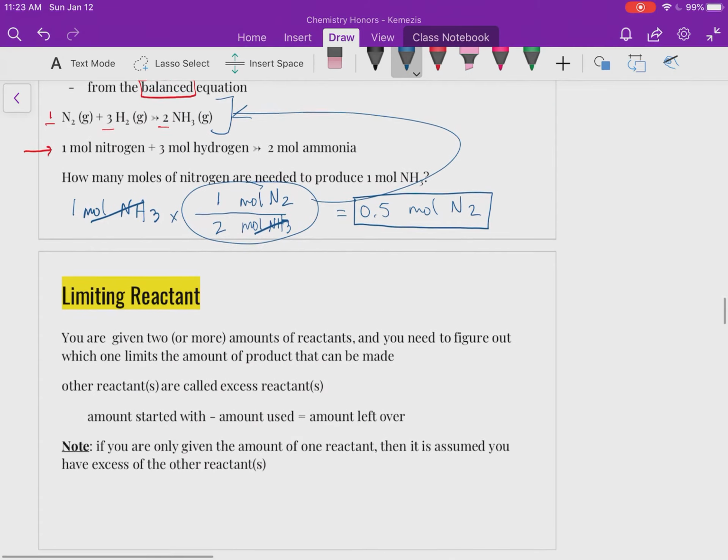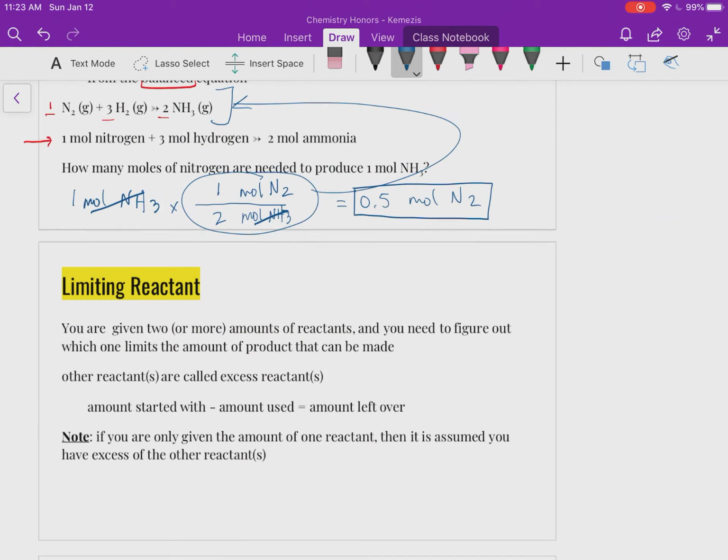If the eggs are called the limiting reactant, everything else is called the excess reactant. So the milk and the mix would be called excess. And we saw that we can calculate how much we have left over simply by figuring out how much we started with and subtracting how much we used.